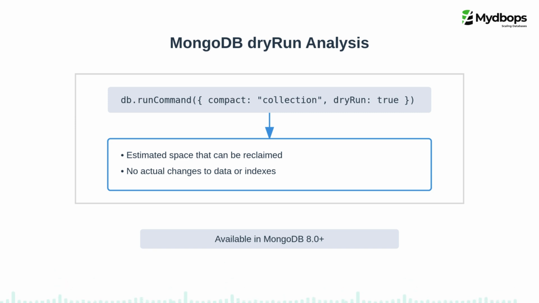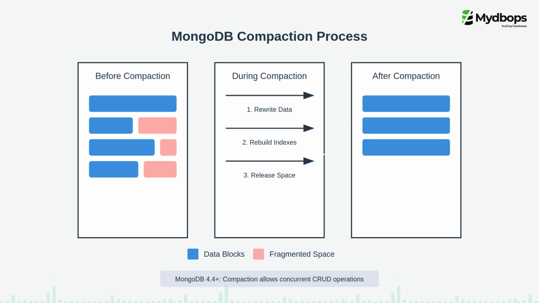It definitely used to be more of a heavyweight process. Before version 4.4, it would lock everything up. But starting with 4.4, they made some big improvements. Most operations can continue while compaction's running, although some things like dropping collections or creating indexes will still be blocked.